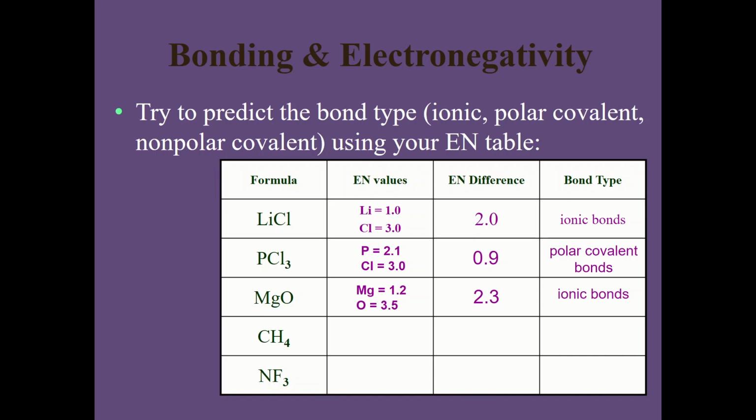Carbon with 4 hydrogen, methane. Carbon is 2.5, hydrogen is 2.1, that's a difference of 0.4. This is a nonpolar covalent bond. Nitrogen with 3 fluorine. Nitrogen is 3, fluorine is 4, so that would be a polar covalent bond.